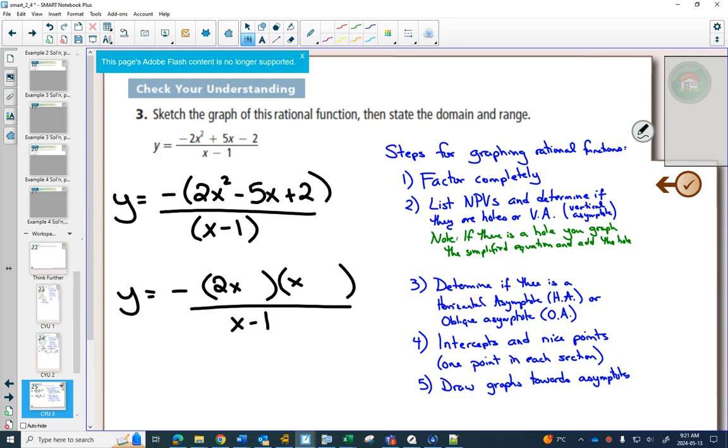Alright, first of all, we're going to factor. I took out a negative first because, for me personally, I like factoring when whatever's in front of my x squared is positive. I find that a little bit easier.